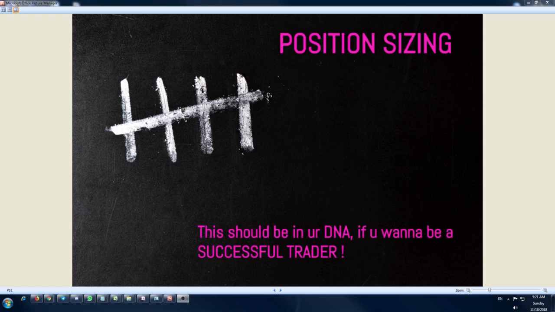So the calculation of position sizing comprises two things. The first one is the amount of risk that you can take, which we call risk appetite. The second thing is your stop loss. Now let me explain it one after the other.